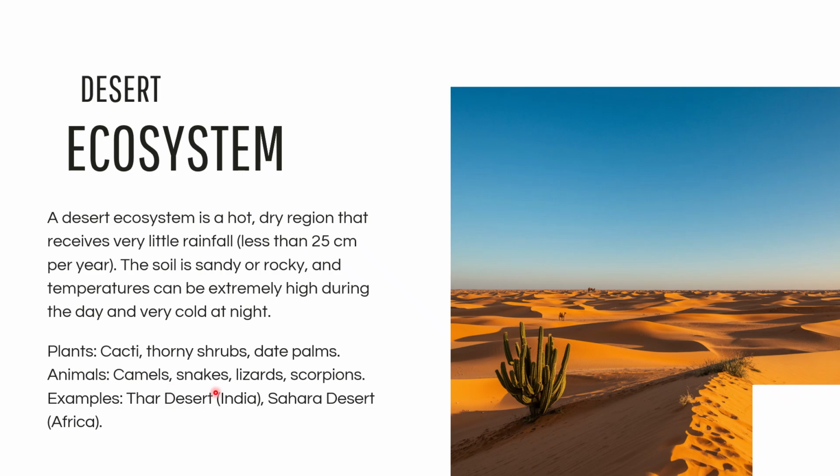Animals are camels, snakes, lizards, scorpions, and the examples can be Thar Desert, which is present in India. Rajasthan is pretty much a part of Thar Desert. It's very huge. It covers some part of Pakistan also, and the Sahara Desert in Africa is one of the largest deserts. Okay, so this is an example of a desert ecosystem.